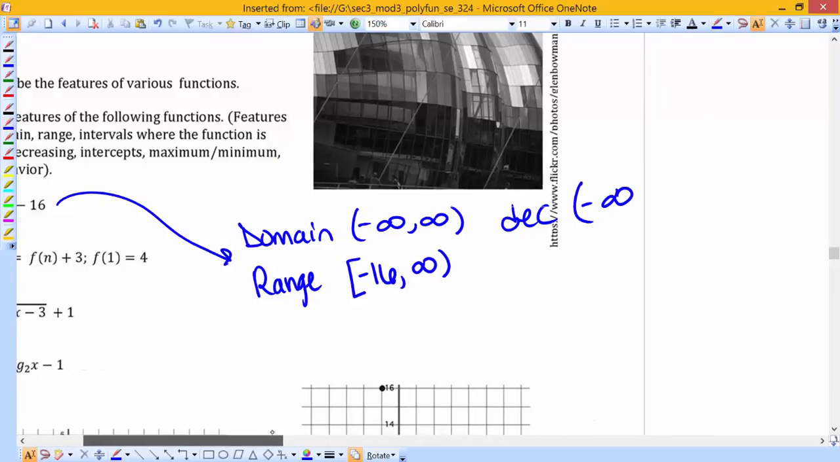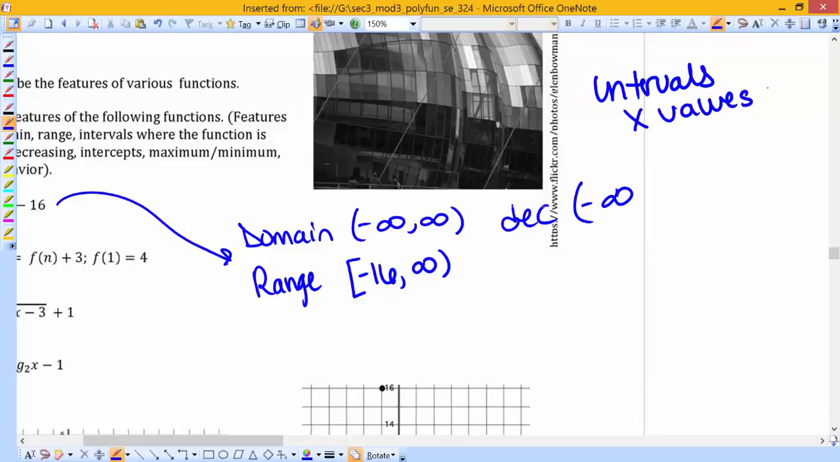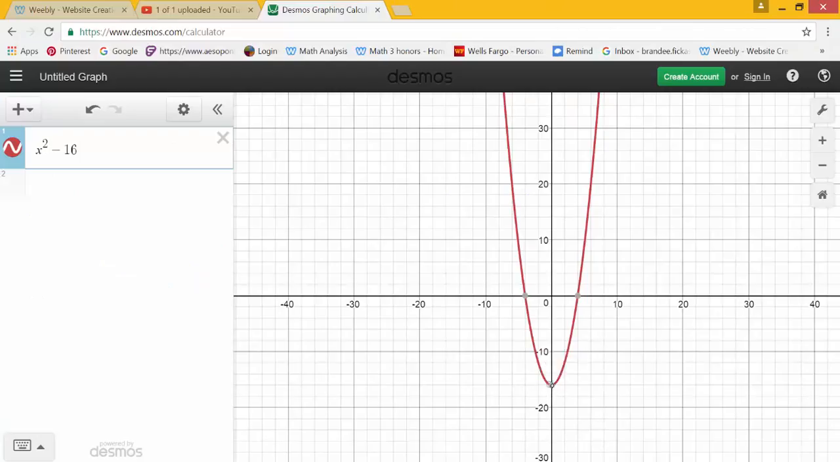Whenever you write intervals, you guys, intervals are always your x values. So you're not writing an xy point, it's x to x. So from negative infinity to 0, it is decreasing, and then it picks up at 0 and starts to increase to infinity. So you always use your x values. And if I look at my vertex, what is the x value of my vertex? 0.